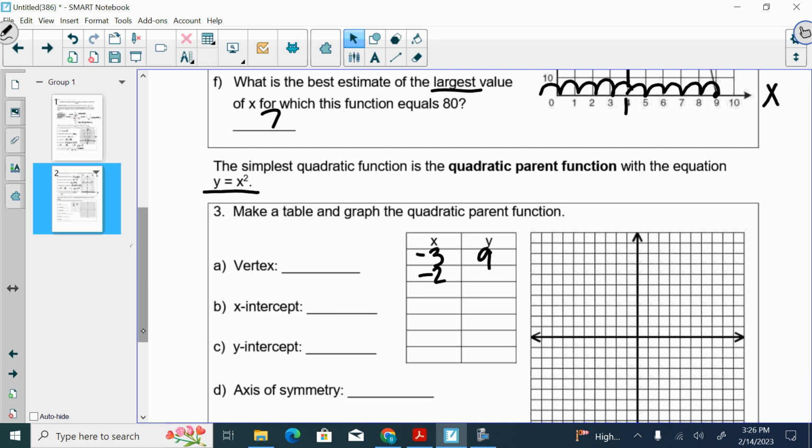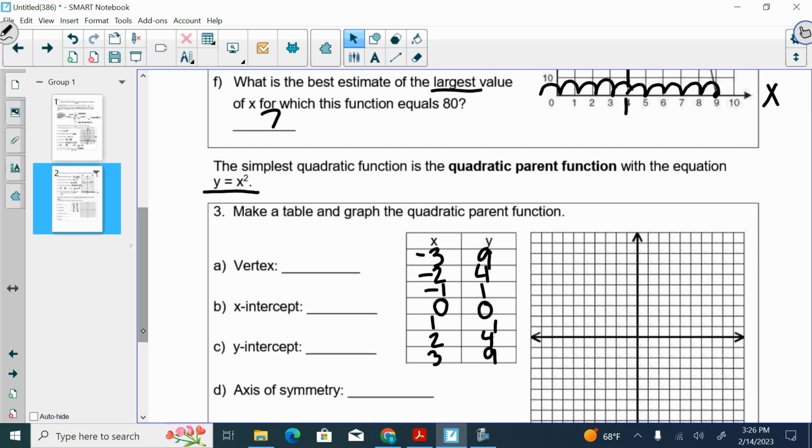Okay. And then we've got, let's do -2. What do I get when I square -2? So a negative times a negative is a positive. Okay, let's do -1. What's -1 squared? 1. All right, let's do the origin. 0 squared is 0. Okay, now we're going to do some positives. What's 1 squared? 1. What's 2 squared? 4. And 3 squared? 9.